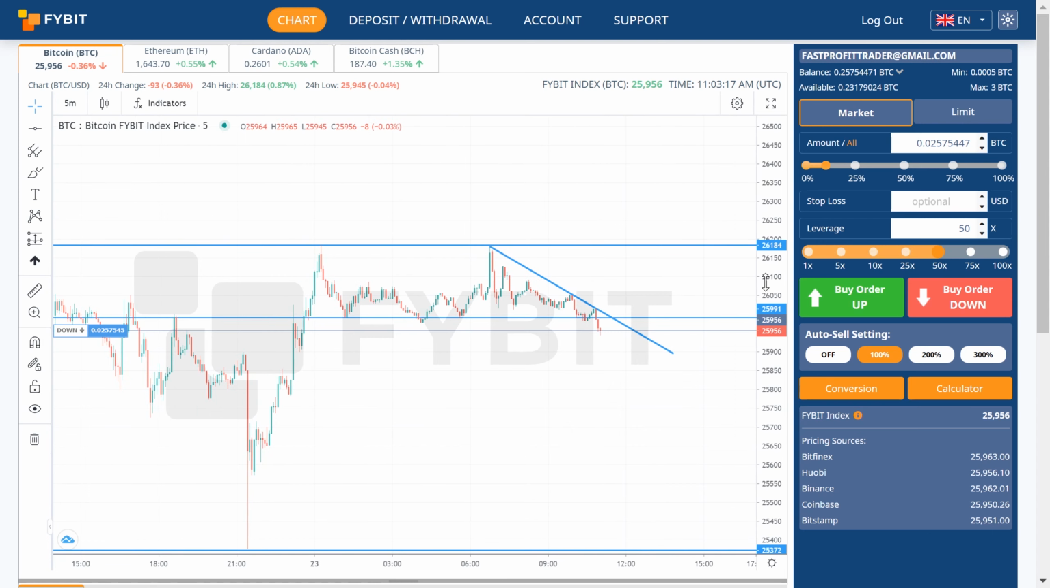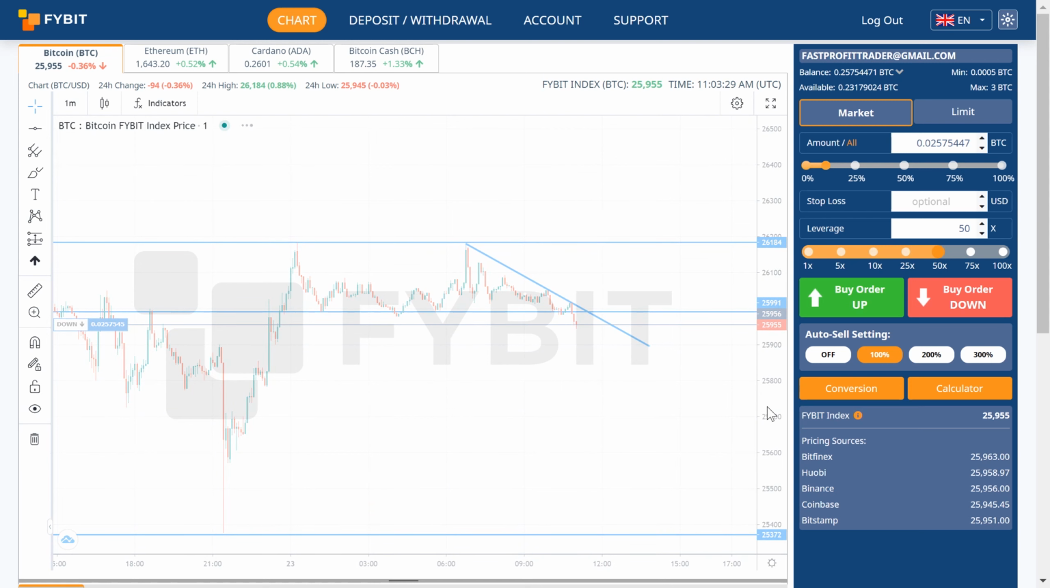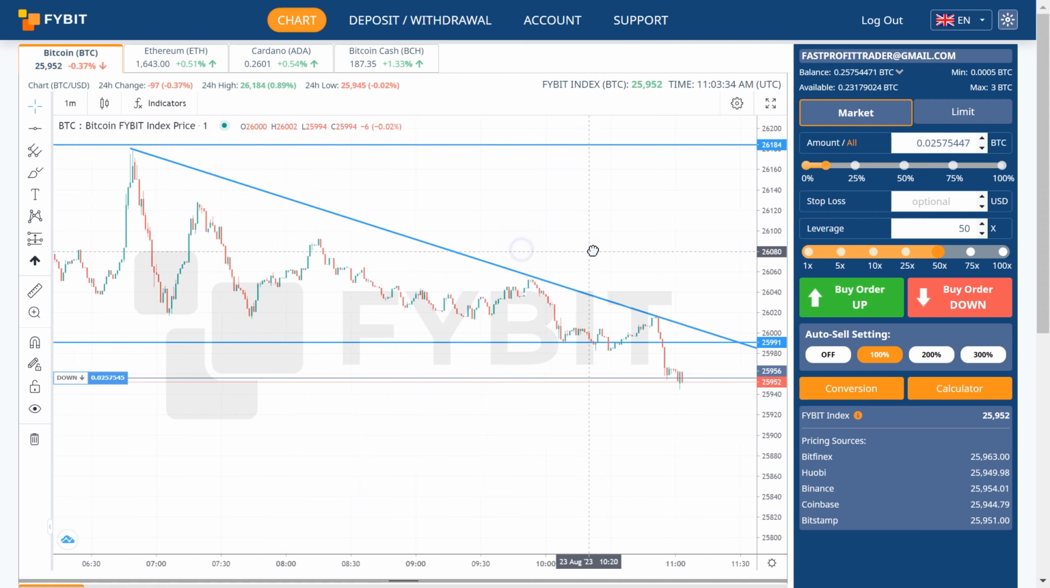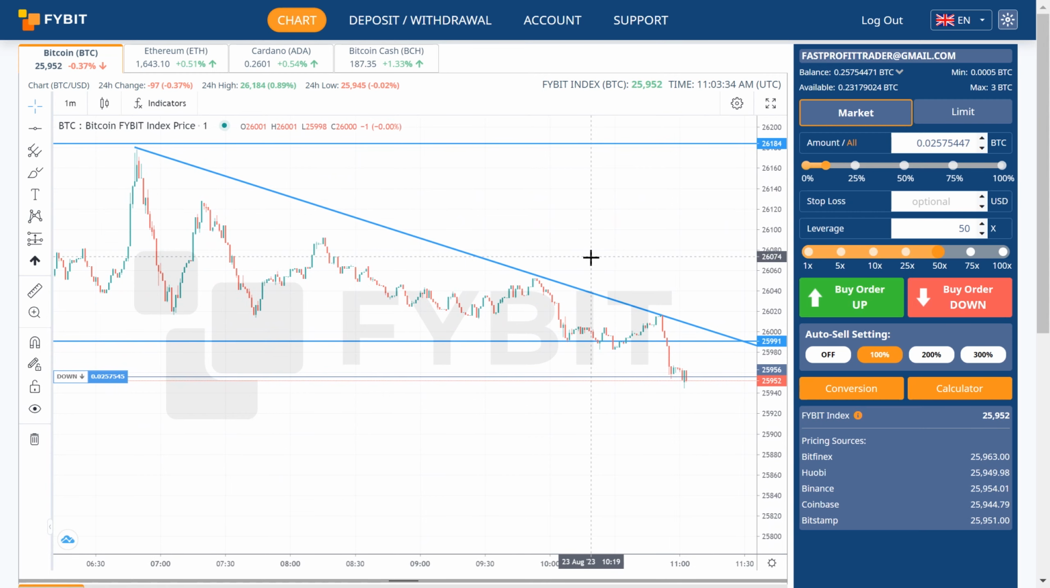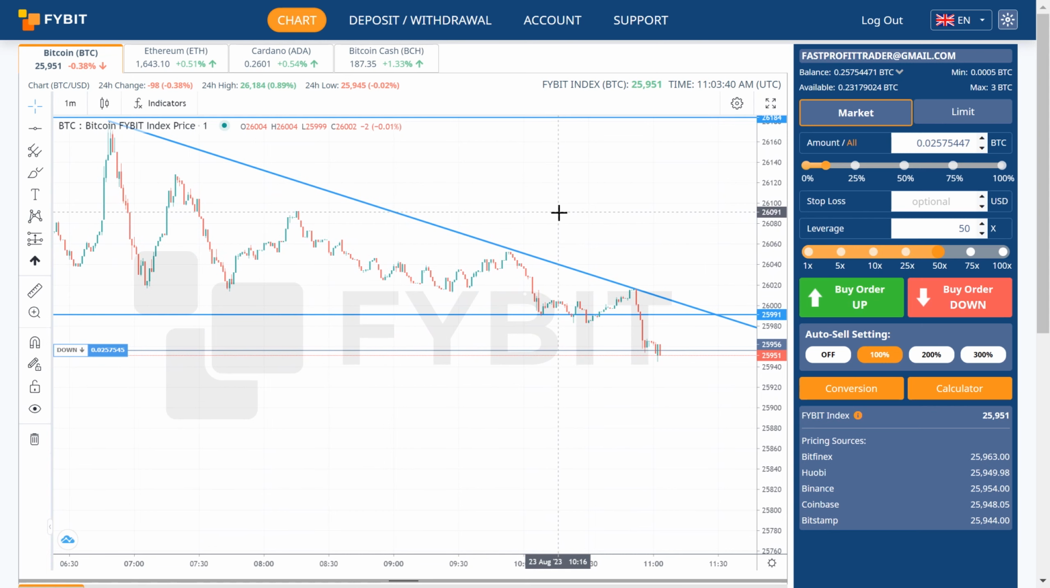Key points here: 3 touches make a trend line, not less. You can't consider a valid trend line if it has only 2 touches. You can draw a trend line using bodies or wicks of candlesticks, just be consistent. If you choose wicks, your strategy should imply only wicks. Okay, my position is open. Now let's see how our trend line works out.